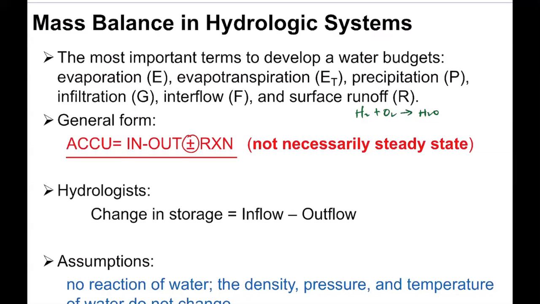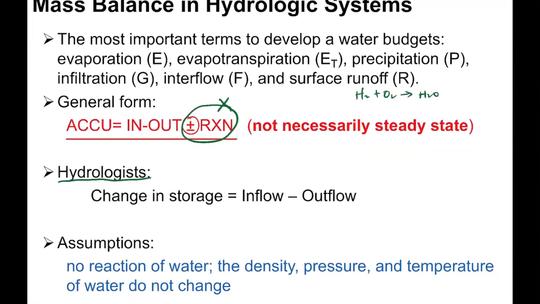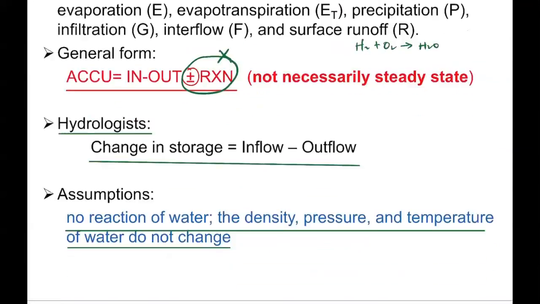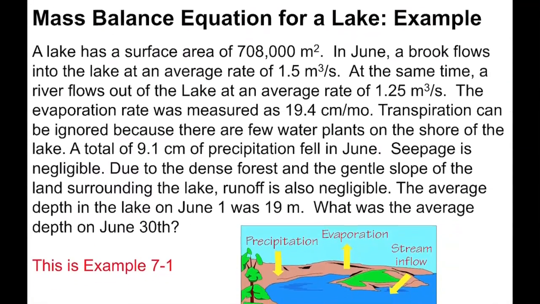So what that means is the reaction, we can probably just ignore it, okay? So for the hydrologist, the mass balance they're going to use is just the accumulation or the change of the storage equal to inflow minus the outflow, right? As we said, the assumption is that there's no reaction of the water, and also the density, pressure, and temperature of the water do not change, okay? So actually, we can just give an example of how we apply this mass balance here.